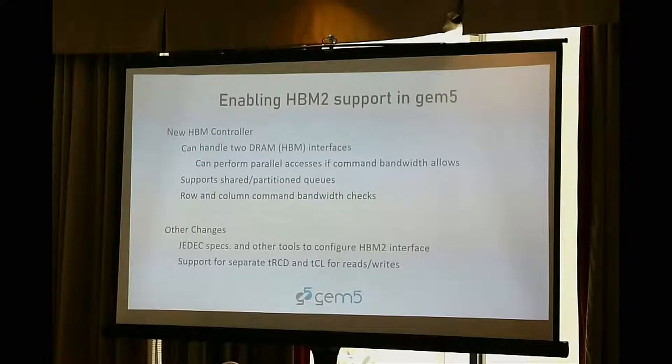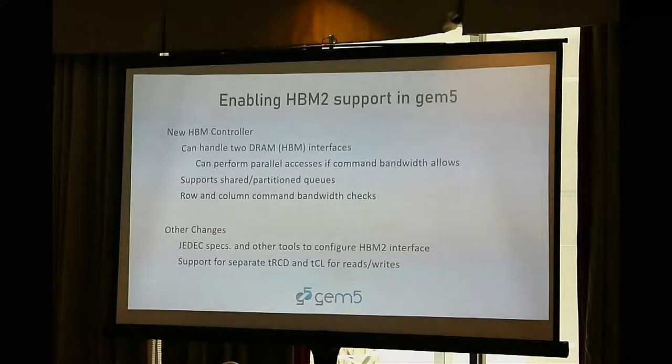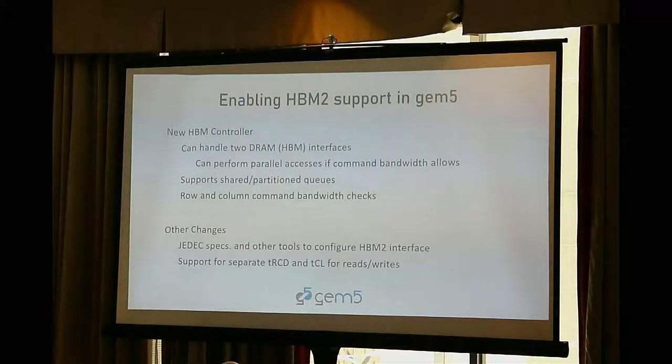So in order to fix this problem, we basically added a new memory controller model in gem5. We call it the HBM controller, which is able to control two DRAM interfaces. You can perform parallel data accesses only if the command bandwidth is there. There's already some support in gem5 to perform command bandwidth checks, to make sure you have enough command bandwidth whenever you want to send a command to the memory interface. But we have obviously now split this into separate row and column command bandwidth checks.